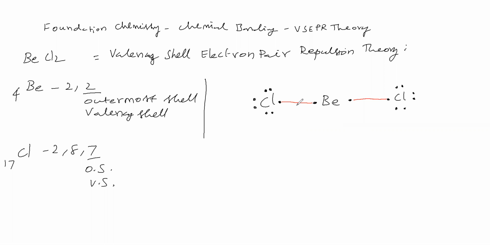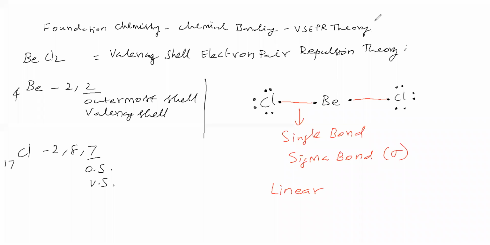A single bond, generally, we call a sigma bond, with the symbol sigma. Okay. So in beryllium chloride, beryllium has 2 sigma bonds. Like this means the shape is linear.